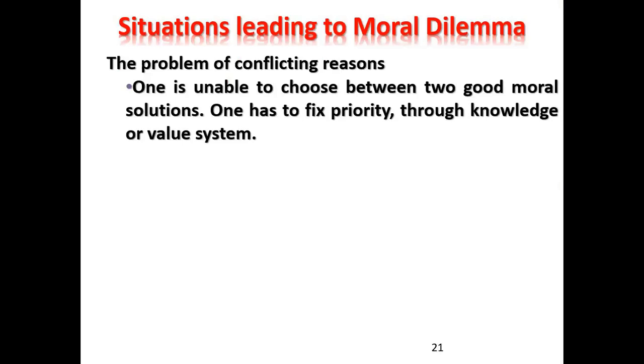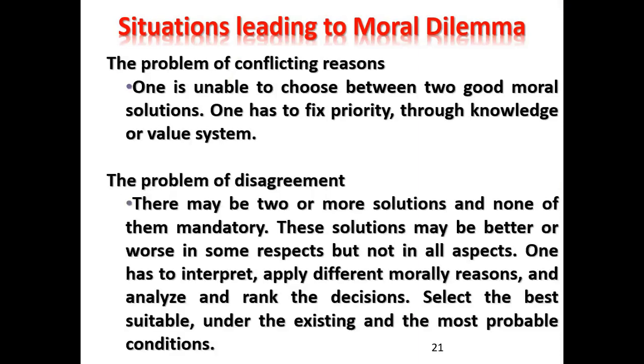Next is the problem of conflicting reasons. The second complexity is conflicting reasons. One is unable to choose between two good moral solutions. One has to fix priority through knowledge or value system.